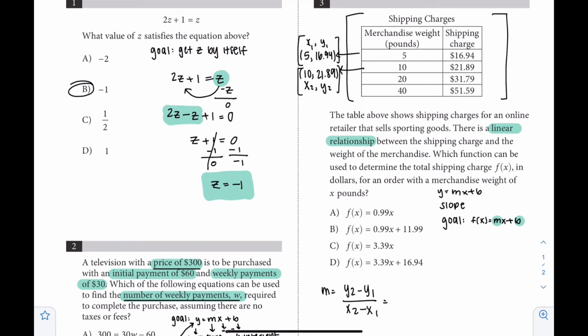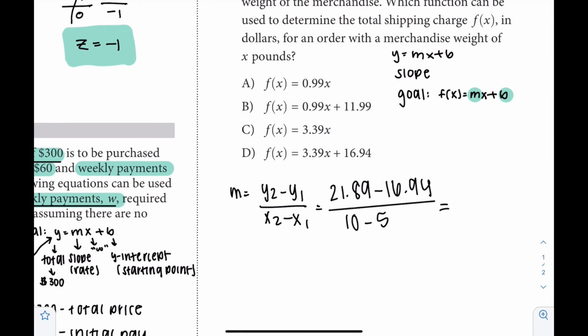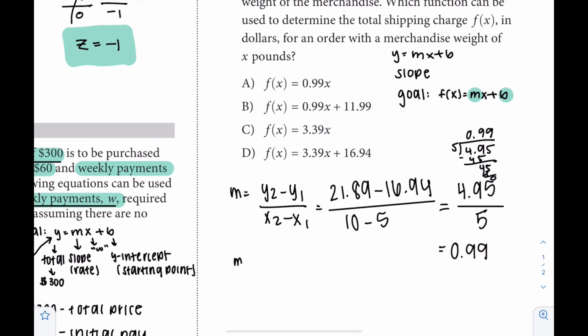So now that we labeled each number in our coordinates, we can just plug each number into the slope formula. So our y2 was 2189, our y1 was 1694, and then our x2 was 10, and our x1 was 5. And so now we just subtract that, and that will give us our slope. 2189 minus 1694 is going to give you 495 over 5. And if you simplify this, it should give you 0.99.